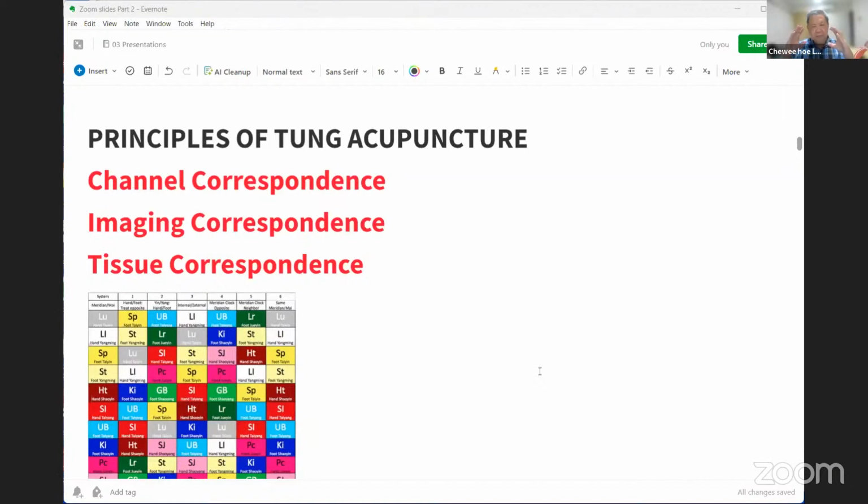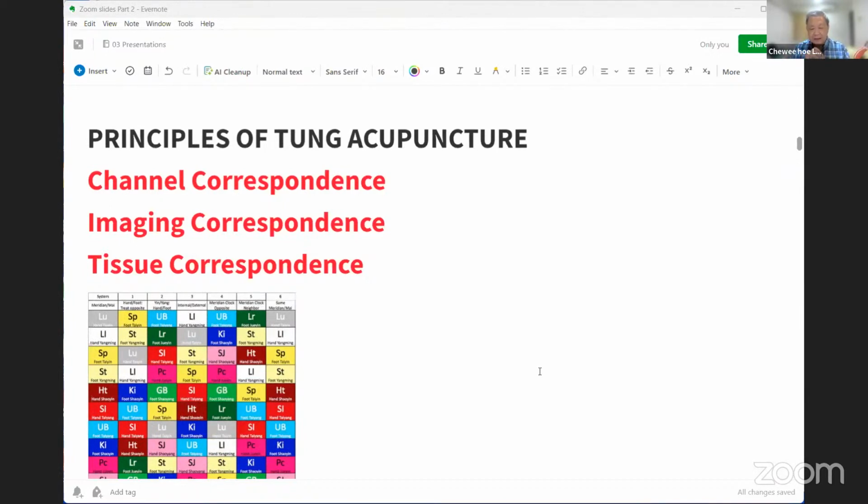Each of the Tung zones, each zone, 11 or 22 or 33, each zone on its own can treat the whole body. If you ask a Sujok practitioner, what can you treat, Dr. Sujok? The Sujok practitioner will answer, everything.